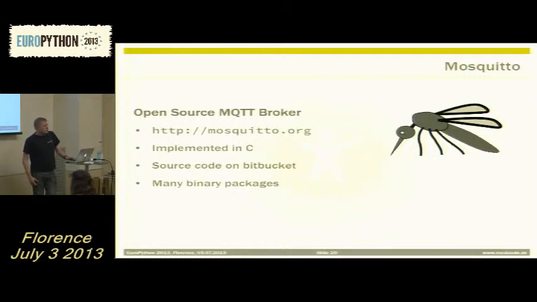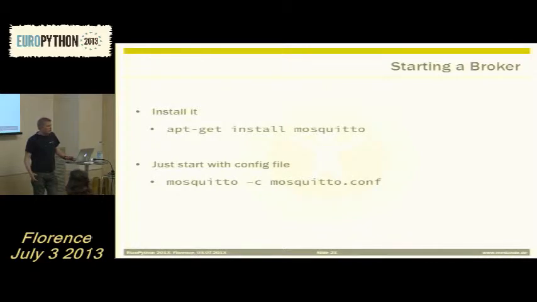To start with Mosquitto, for example on Debian, you can just install it with apt-get install mosquitto. And then you have the Mosquitto broker already running on the system. Or you can start the Mosquitto broker by hand with mosquitto and give it a config file with certain settings. This works on Linux and Windows, on Mac and Raspberry Pi, Arduino, and many other devices and systems.